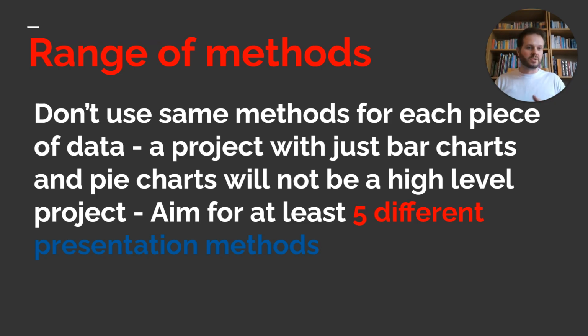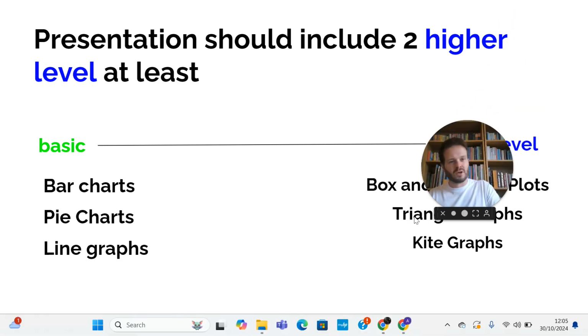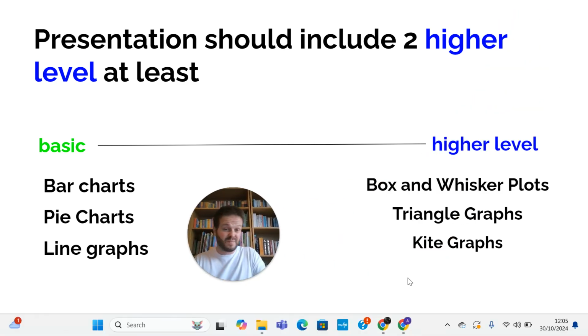So I always say to my students, aim for at least 5 different presentation methods. That's a good starting point to aim for. You might end up doing loads more, but 5 is a good one to aim for, and for them to be different. The other thing to think about is, and I know this is not a good way of thinking about it, but it does help you get the marks, try to include at least two higher level ones.